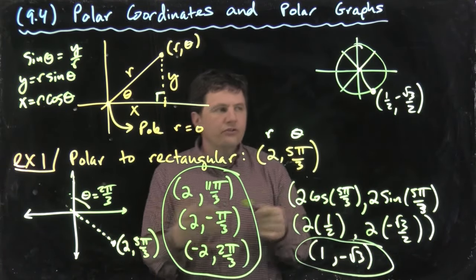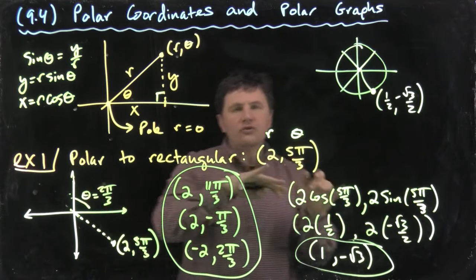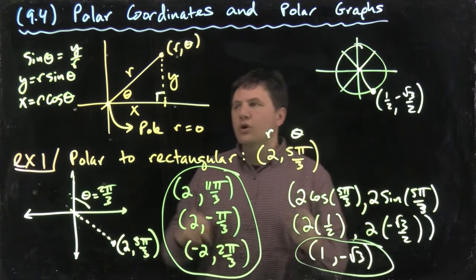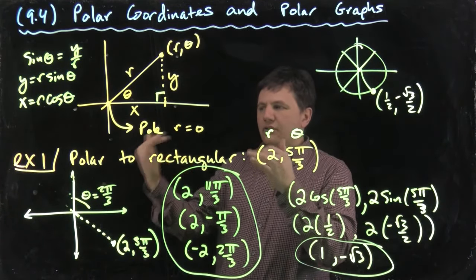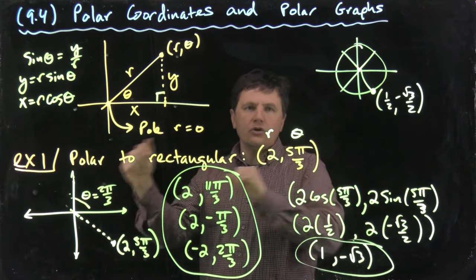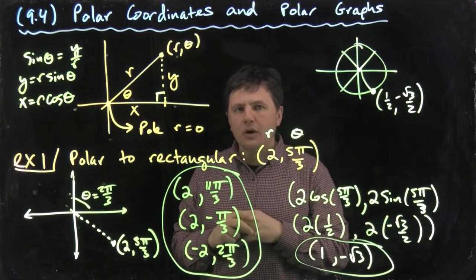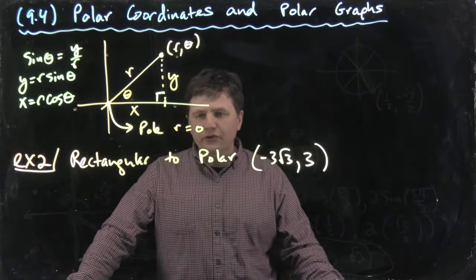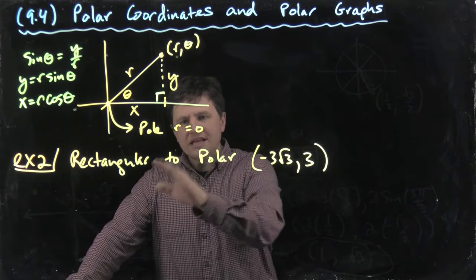Okay, so it's pretty straightforward to go from polar to rectangular. We're going to now talk about, in our second example, how to go from rectangular to polar, which is a little bit more complicated. Okay, example 2, we're going to go from rectangular to polar.